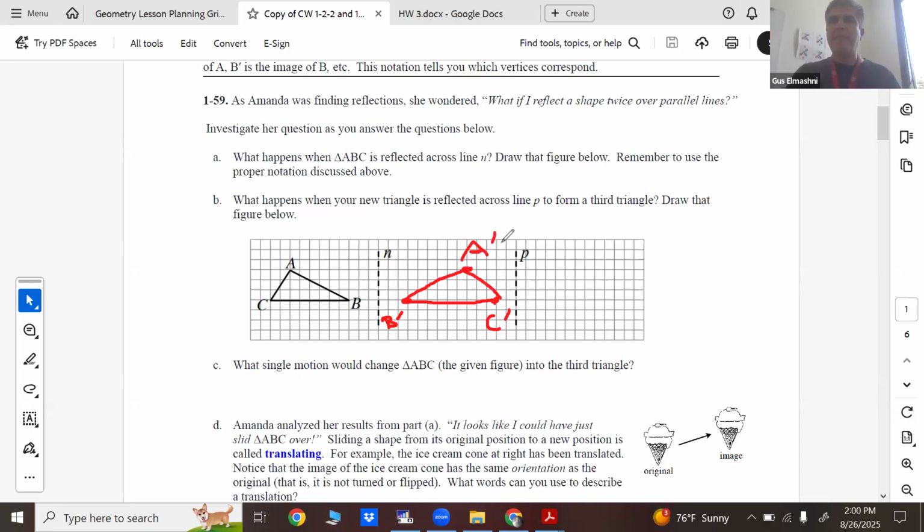Okay, do you guys get A prime like that? Okay, cool. Then you got flip again. It's one more. Oh, I might have miscounted. Did I miscount? You are correct. Yeah, you're correct.